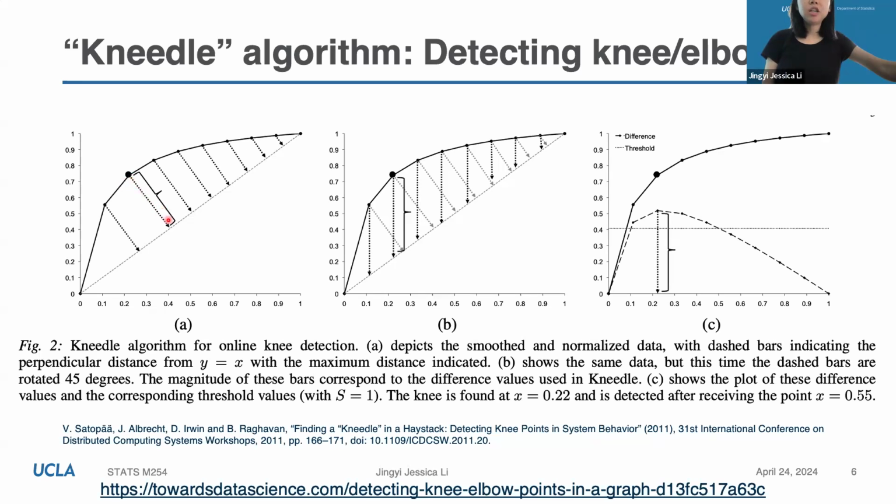So this is the distance you are plotting here. Then wouldn't that just be the same curve, just rotated 45 degrees? It's not the same curve. That's a very good point. For that, I have to say, I'm not sure.